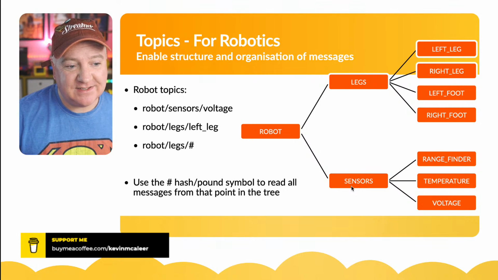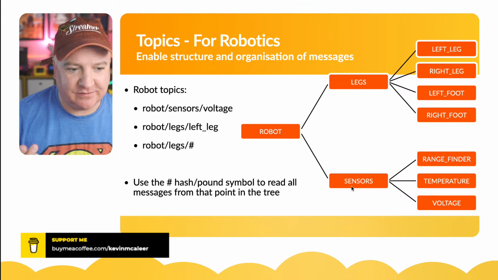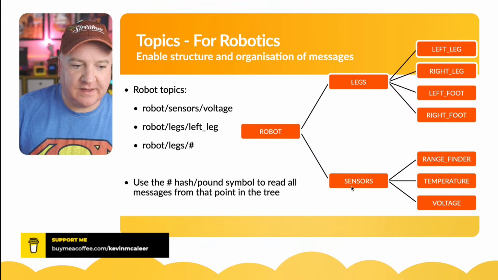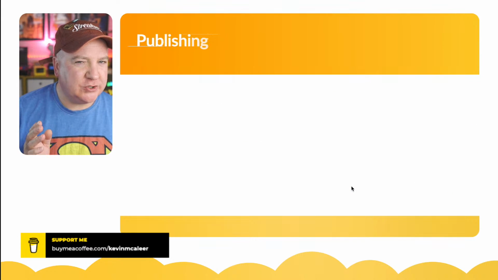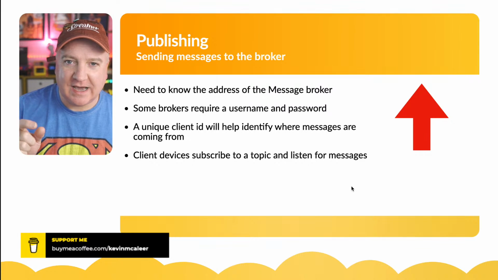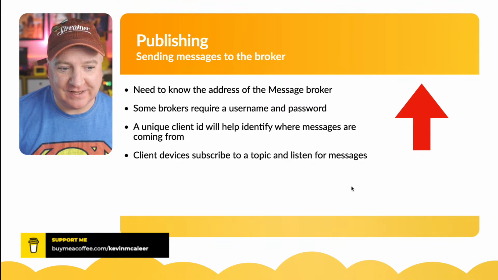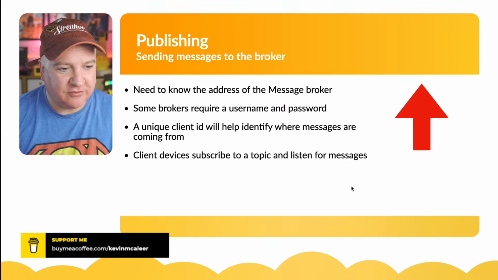We can have all the different sensors beneath that robot. We could have things like legs. We could have left leg, right leg, as you can see there, or we could have all the different sensors like rangefinder, temperature, voltage, that kind of thing, battery level. And the hash means anything beneath that, send all the messages. We're interested in that. You don't want to be doing the hash at a really low level, because you'll basically get every single message. The whole point is that you just try and filter out the ones that you're interested in.